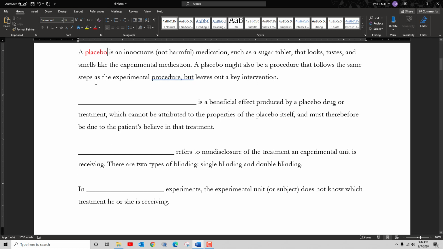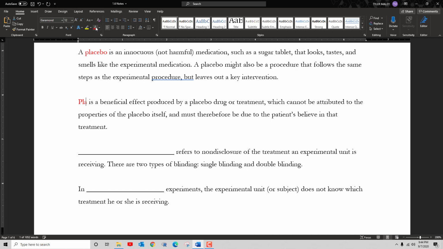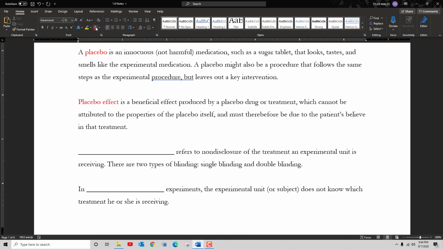So then something else that we have to keep in mind with using a placebo is what's called a placebo effect. So a placebo effect is a beneficial effect produced by a placebo, drug, or treatment, which cannot be attributed to the properties of the placebo itself, and should therefore be due to the patient's belief in that treatment.